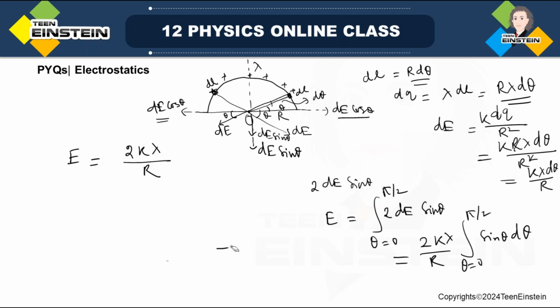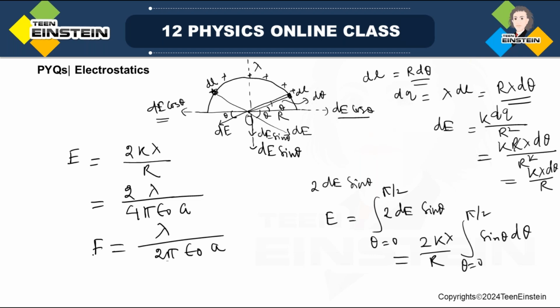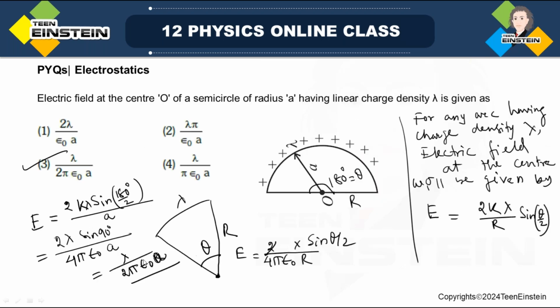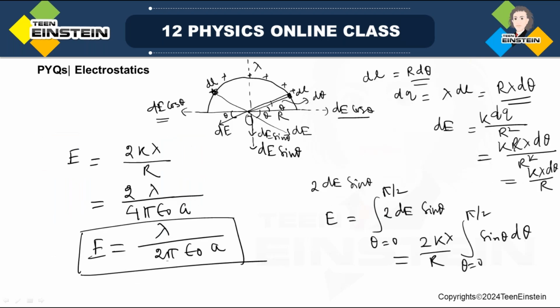Now look, let me write down this k. So k is 1 by 4π ε₀, and here in this given problem R is a and the charge density is λ. So what we are getting? λ divided by 2π ε₀ a. So this is the electric field at the center due to this semicircular arc. See, from the formula also we got the same answer, right? And this is the way to derive the answer.